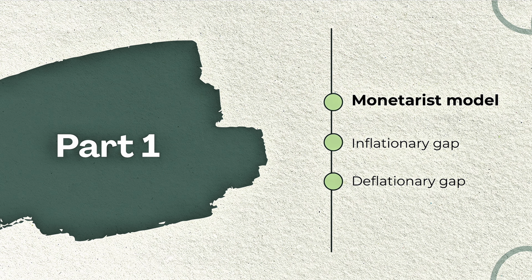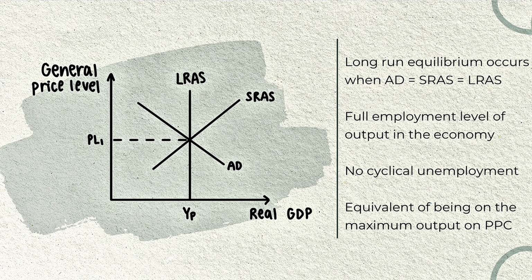Introducing the monetarist or the new classical model. Here, when the long-run equilibrium occurs, this is when aggregate demand equals short-run aggregate supply equals long-run aggregate supply, and that is here. This is when there is full employment of the economy, and being on this equilibrium means that there is full employment levels of output in the economy, meaning there is no cyclical unemployment, and this is the equivalent of being on the maximum output of the PPC curve.